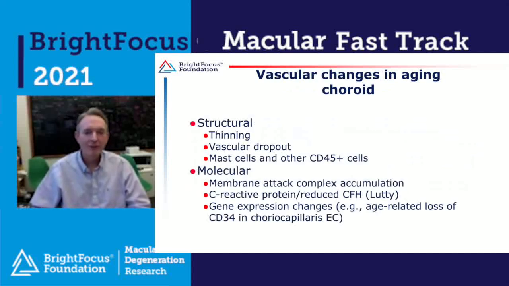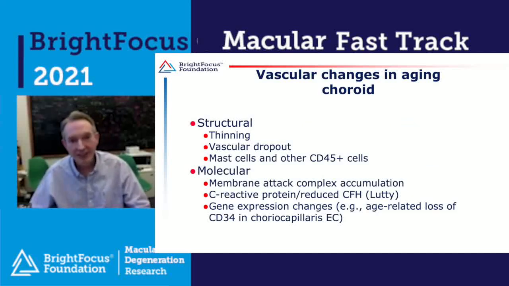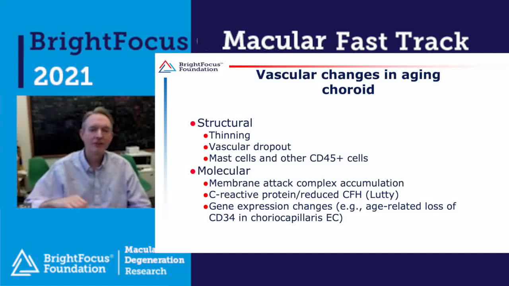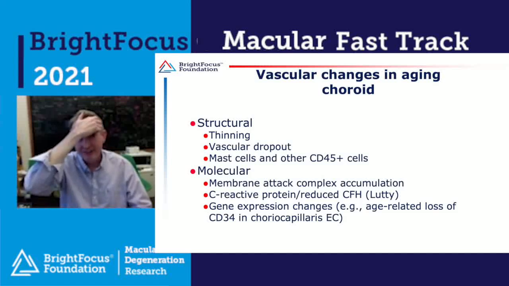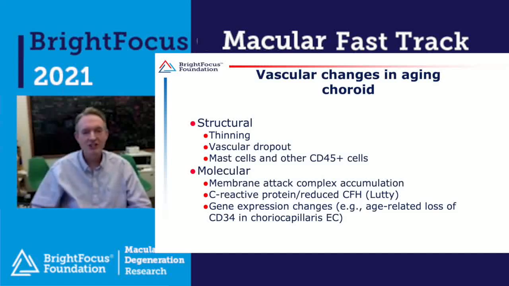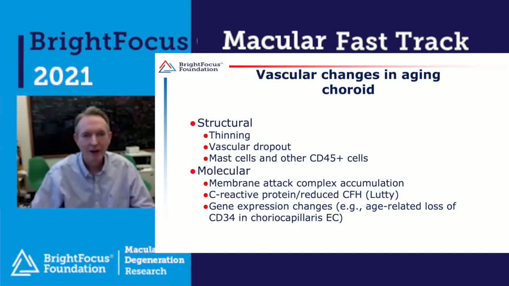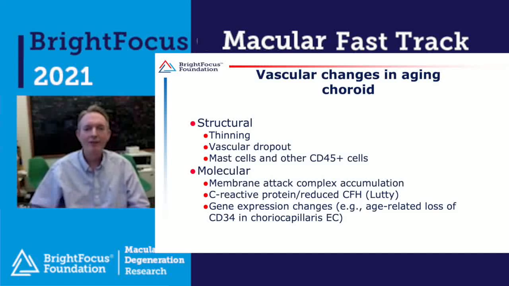Briefly, there are some known vascular changes that occur in the aging choroid. These include thinning, dropout of vasculature. From Jerry Letty's lab, there are mast cells that accumulate around Bruch's membrane, especially in geographic atrophy. There are some molecular changes, including membrane attack complex accumulation, C-reactive protein, changes in gene expression. And so in choroid, a lot's going on there that hasn't been fully appreciated until fairly recently.